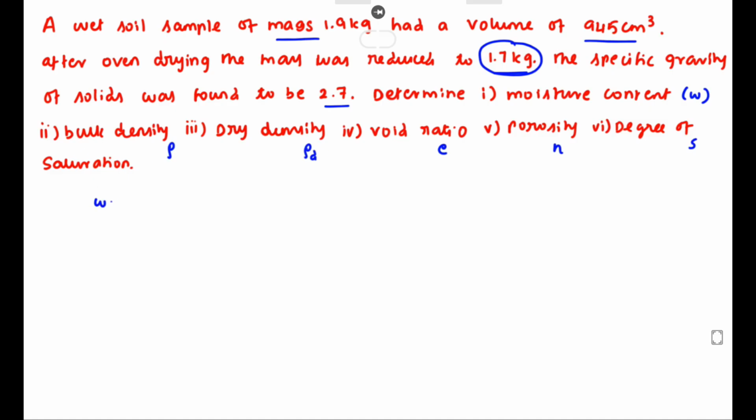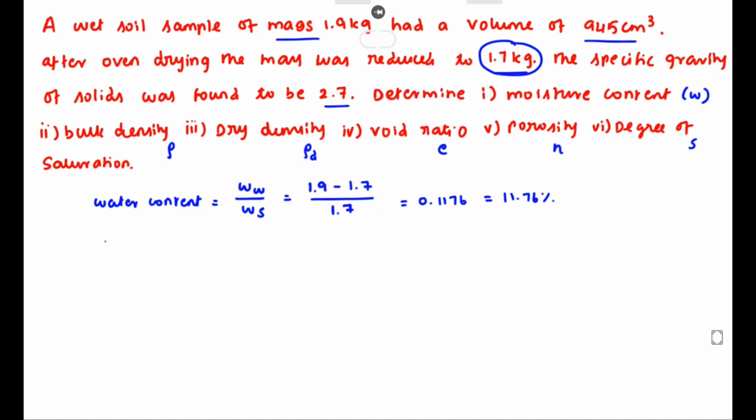So now, water content. Water content is the amount of water present in the soil mass, that is weight of water divided by weight of solids. The weight of water we can find from the wet weight, 1.9 kg, minus the dry weight, 1.7 kg. The weight of solids is 1.7 kg. So now we got the value of 0.1176, that is equal to 11.76%. Okay, so this is the water content.